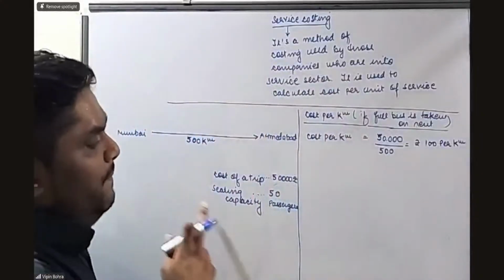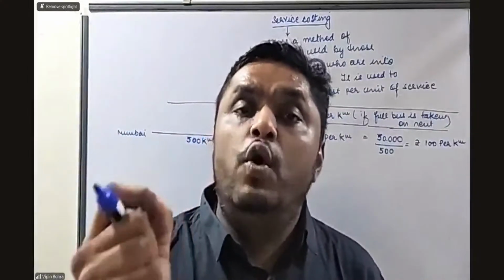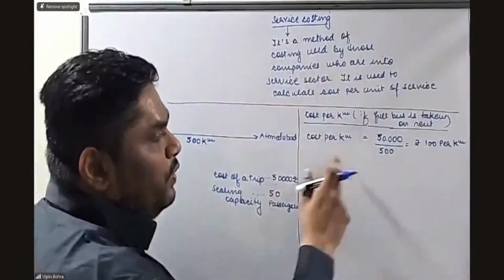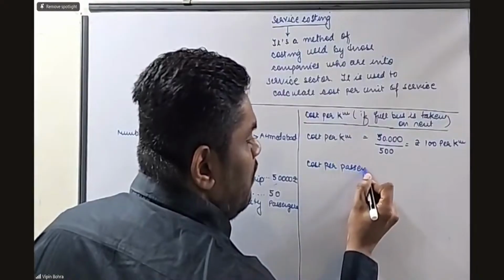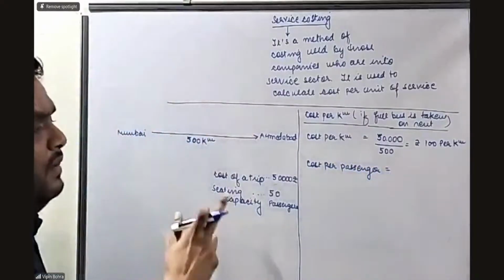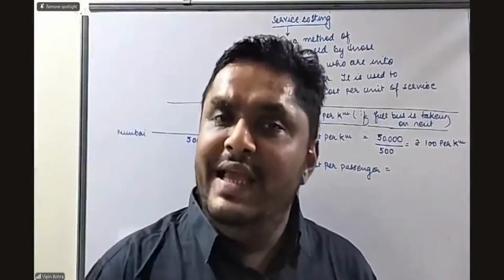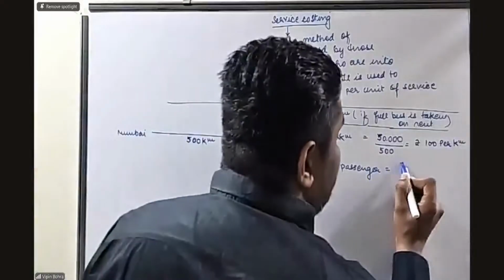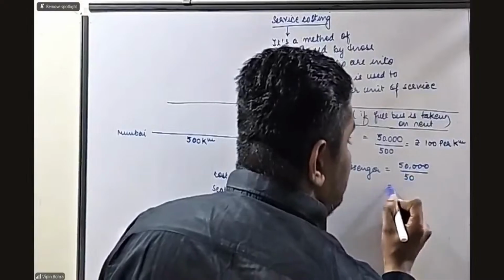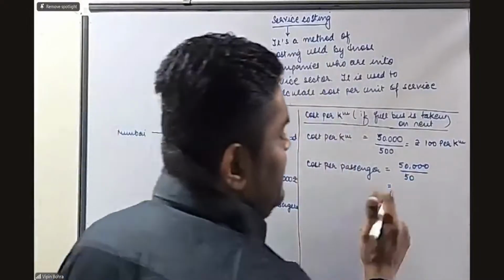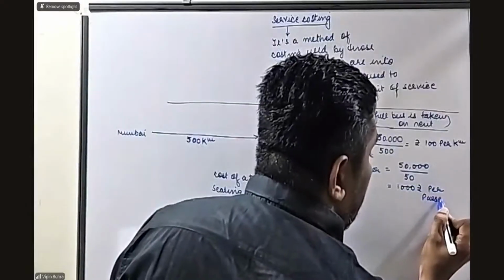Very simple. See, when they are planning to charge the fare from a passenger, we'll be calculating the cost per passenger. The total cost is 50,000. The seating capacity, assuming they are fully occupied, is 50 passengers. So the cost of 50,000 is to be recovered from 50 passengers. Therefore, the cost per passenger will be 50,000 divided by 50. It is rupees 1,000 per passenger.